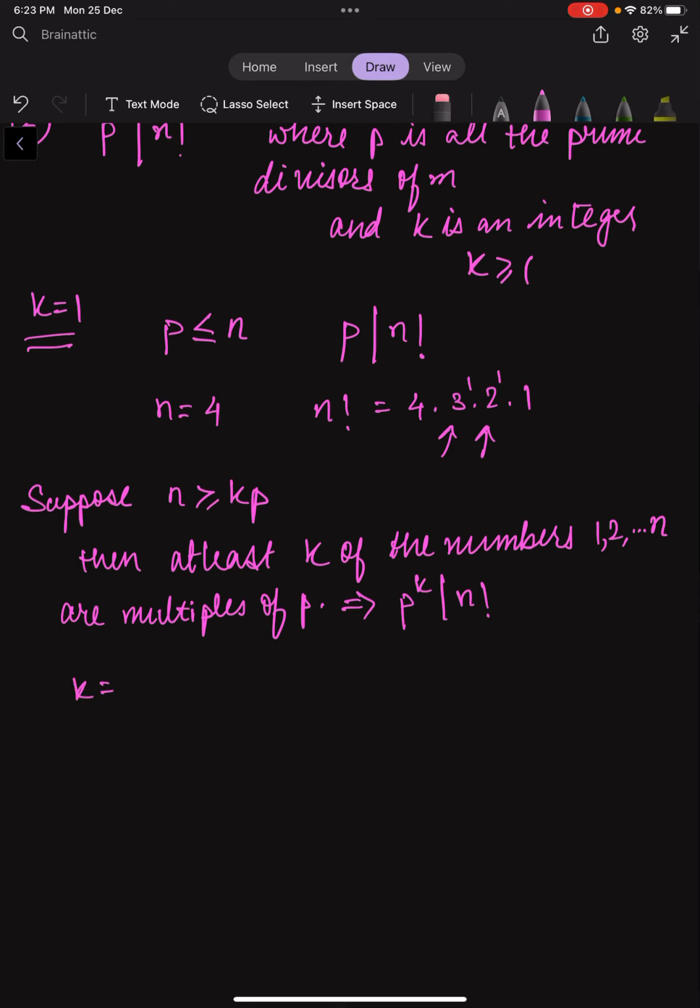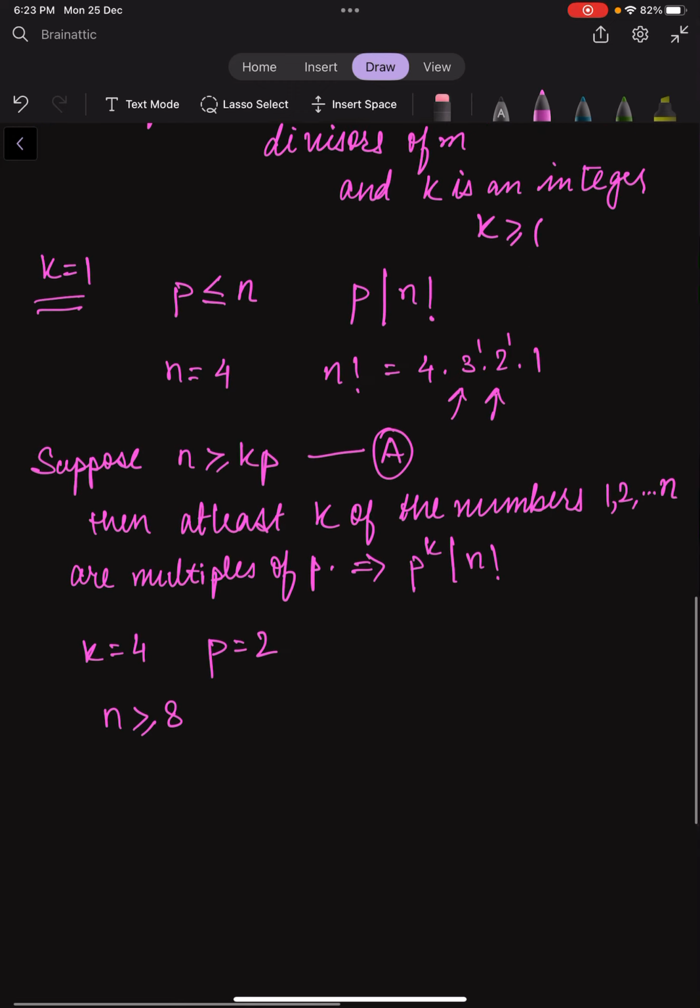Suppose k is equal to 4 and p is 2, a prime number. Now the product of the two, n is greater than or equal to 8, using this equation. Let us say this is equation capital A. Now n factorial will have 8, 7, 6, 5, 4, 3, 2 and 1. Now if you see, 2 is my prime number and the multiples of it appear at least 4 times.